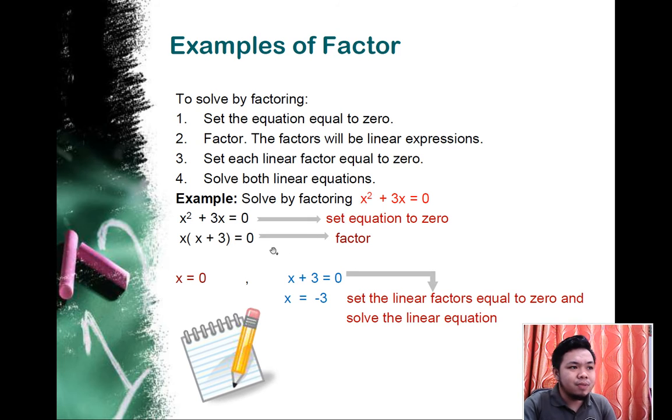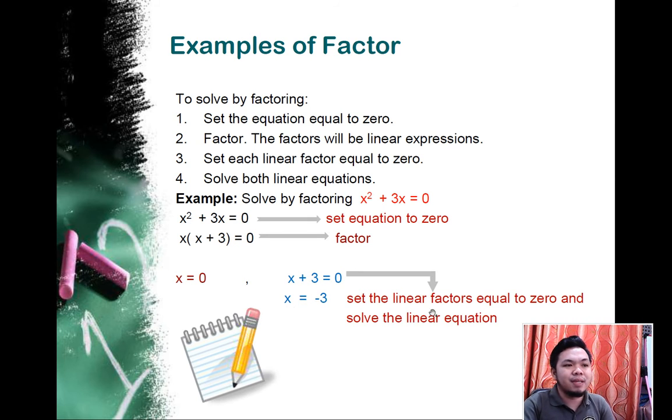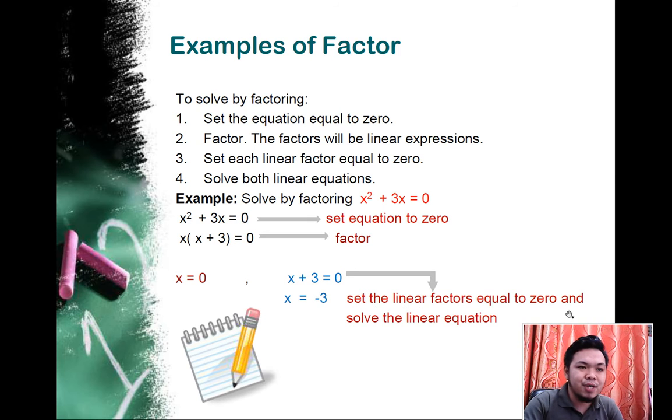Paano gagawin mo? Simple lang po. X squared plus 3x equal to 0, set equation to 0. So, tama na yan. Then, i-factor mo lang siya. So, x, x plus 3. Bakit dalawang x? Kasi x squared is equal to 0. Then, x is equal to 0, wherein x plus 3 is equal to 0. Then, x is equal to negative 3. Set the linear factors equal to 0 and solve the linear equation.